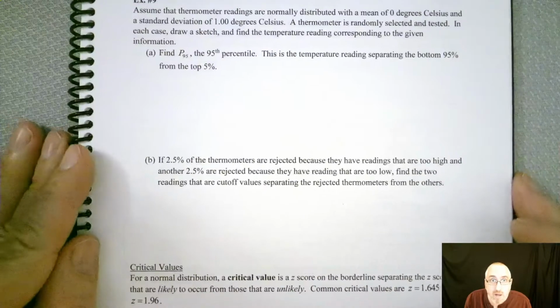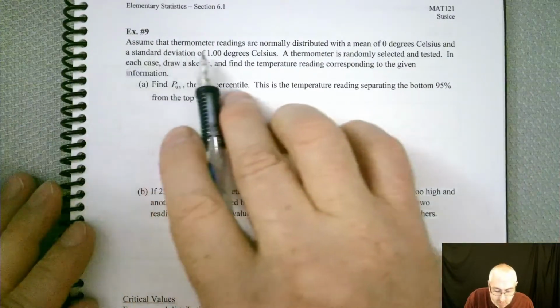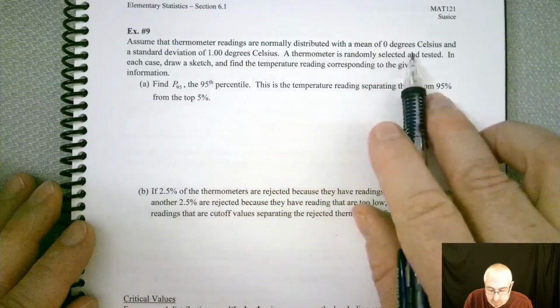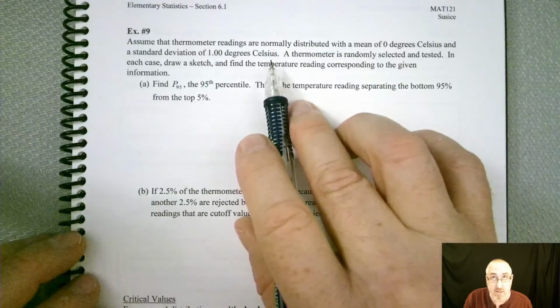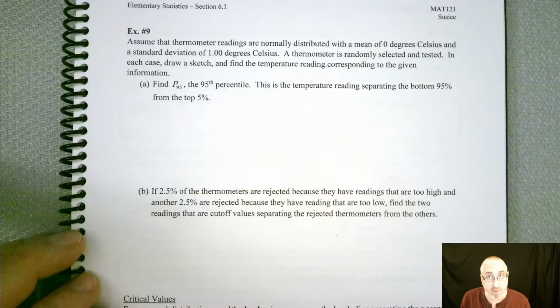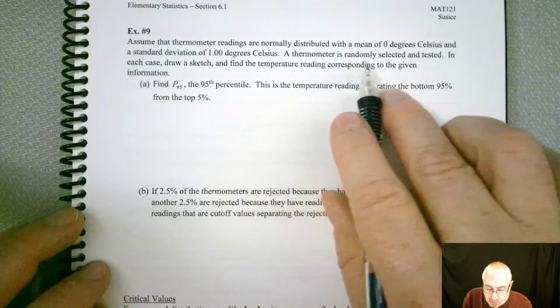A little bit more wordy, as they always tend to be. So number 9, assume that thermometer readings are normally distributed with a mean of 0, standard deviation of 1. Oh, and this is Celsius, which makes me think back to the other problem. It should have been Celsius, not Fahrenheit. Oh well. A thermometer is randomly selected and tested.